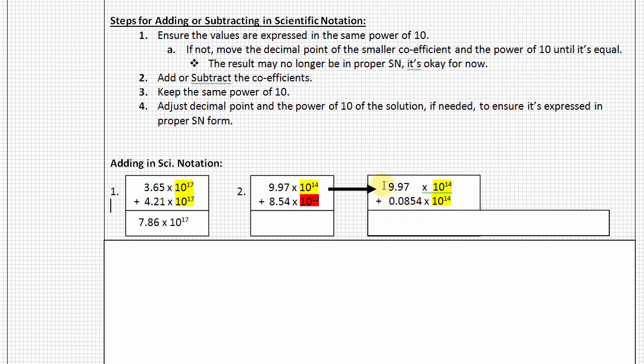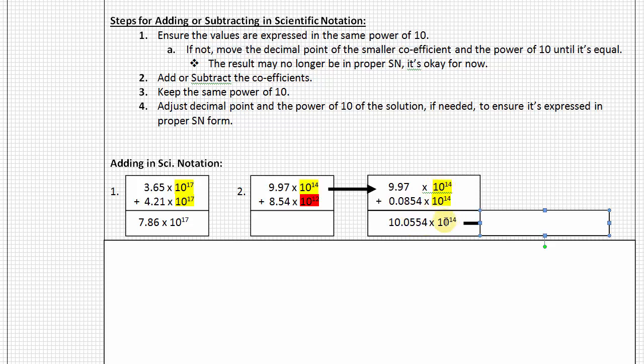And now we can go ahead and add the coefficients. So take a moment doing so. Go ahead and add 9 and 97 hundredths to 0 and 854 10,000ths. Let's see how you did. So adding these up, we should end up with 10 and 554 10,000ths.